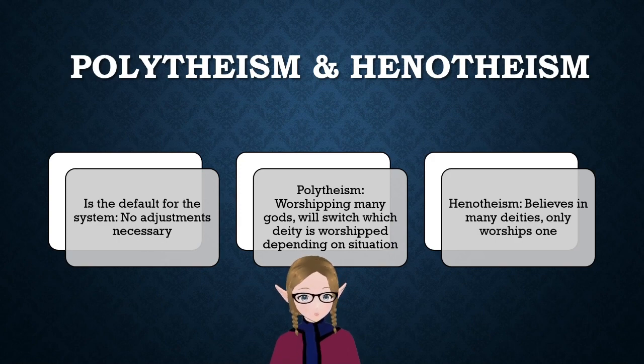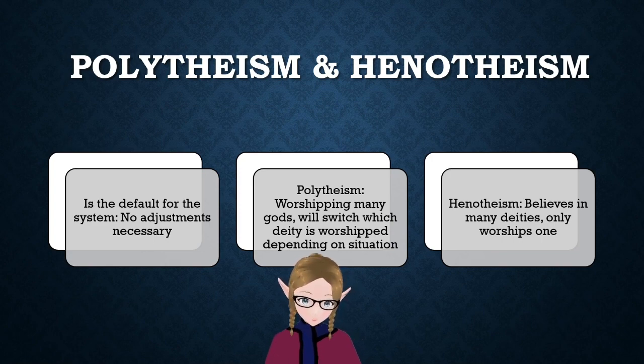An example is the classical Greek pantheon, where a hero might worship Poseidon before going on a long sea voyage, but will instead worship Hermes before going on a land voyage, or worship Ares before going into battle. So a polytheistic worshiper, even a priest, will worship many different gods. Henotheism is instead believing that there are many deities, but you're only going to worship one. A historical example is the cult of Sol Invictus in Rome, which Constantine followed before converting to Christianity.